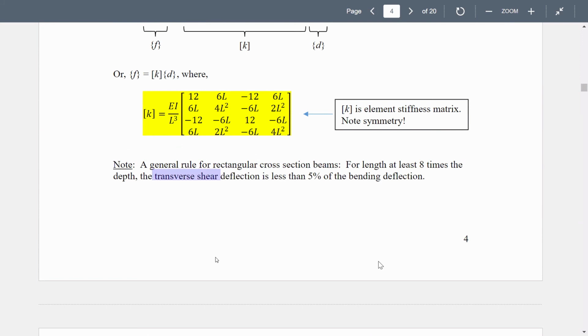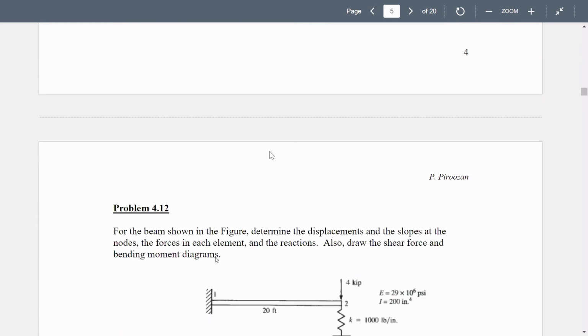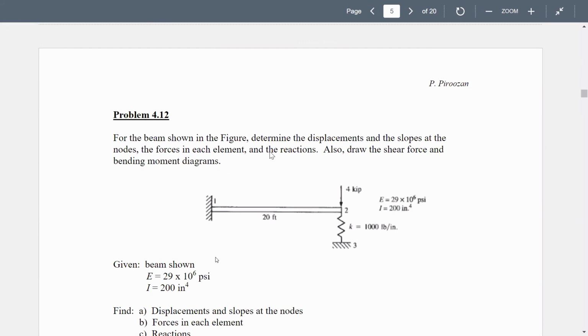That's what Euler-Bernoulli is about. If it is a long beam, then we consider neglecting the effect of shear and use this one. Otherwise, we will go ahead and use the formula for the Timoshenko beam, which is the more accurate one. All right.